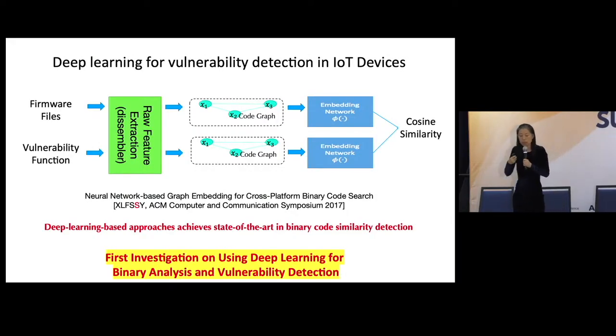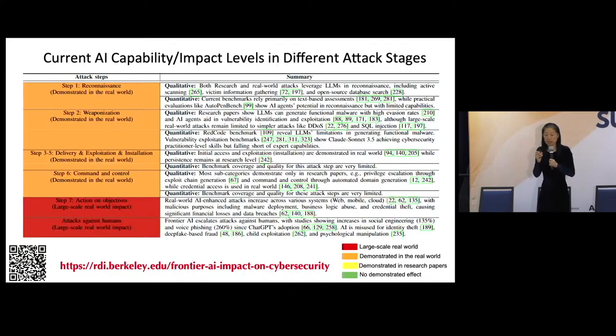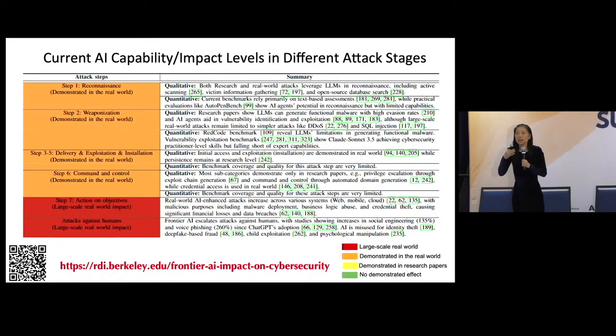My group and collaborators were actually the first to investigate using deep learning for program binary analysis and vulnerability detection many years ago. Even back then, we showed that deep learning can achieve state-of-the-art results in certain domains, such as binary code similarity detection and vulnerability detection, and so on. And fast forward now with LLMs, the AI capability is significantly stronger.